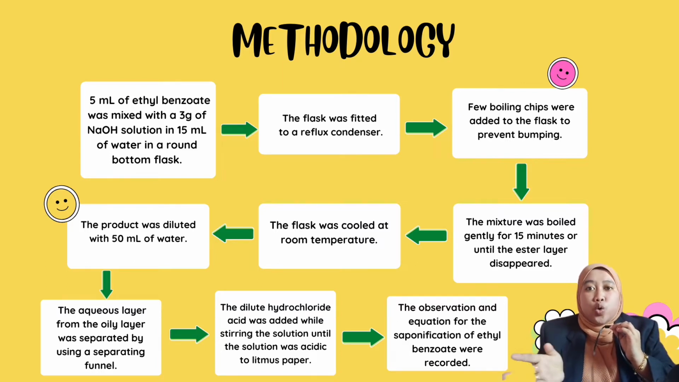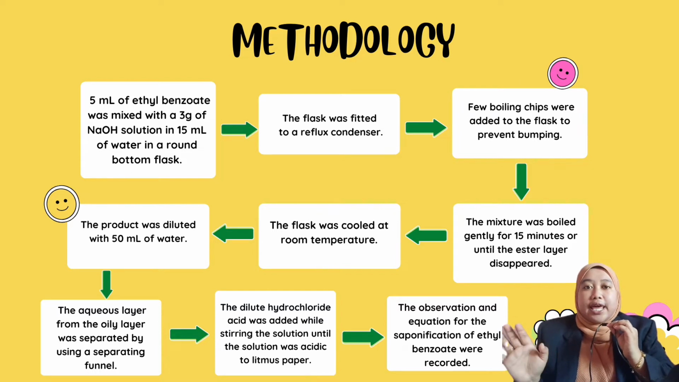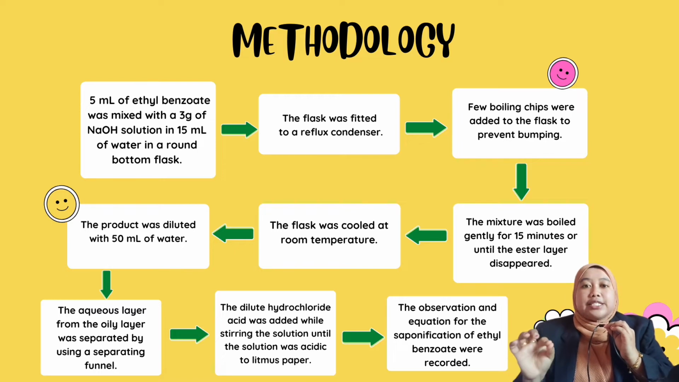The flask was cooled to room temperature and the product was diluted with 15 ml of water. The aqueous layer and the oily layer were separated by using the separating funnel, and dilute hydrochloric acid was added while stirring the solution until the solution was acidic to litmus paper. The observations and the equation for the saponification of ethyl benzoate were recorded.